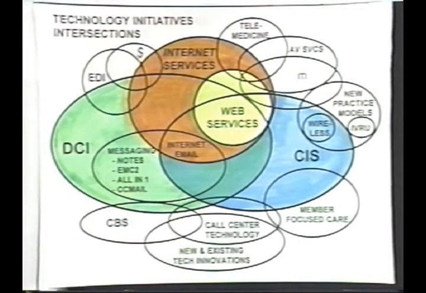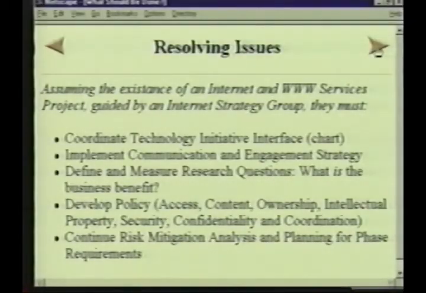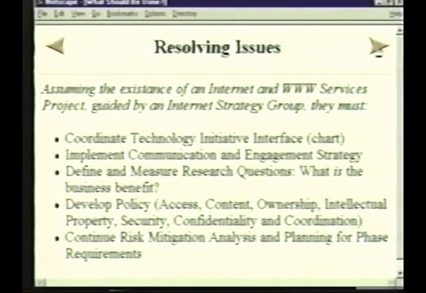I mean, Tom, how much of your time do you think your group is spending on organizational interface? Well, enough, yeah, even though we're trying to spend time other places. Right. But the complexity makes it hard to pay attention to it. The complexity makes it imperative that you have people in place to see this coordination through, and that it be well planned and integrated. Obviously, we need a communication and engagement strategy to bring people who are doing local development into a coordinated project. Fundamentally, we need to define the research question. What is the business benefit? We need to develop policy and develop the risk mitigation analysis and planning for each of the phased requirements.